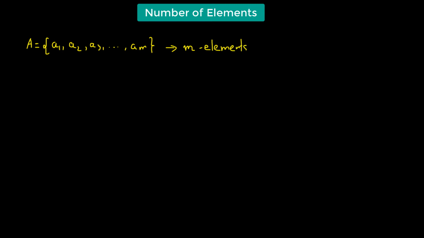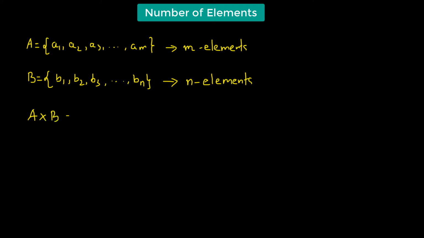Then we're going to consider a second set B having the elements B1, B2, B3 all the way up to Bn. So this set is going to have n distinct elements. Now we'll try to find out the Cartesian product of the two sets A and B.